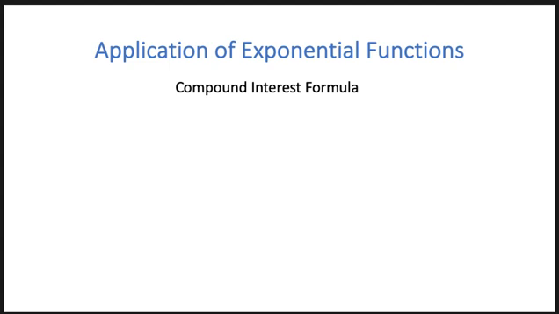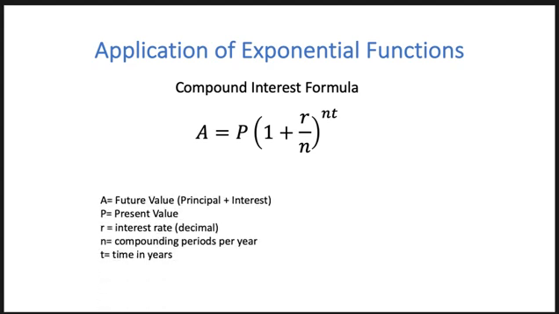Chances are you have some money in some account that is earning compound interest. And there's a formula for compound interest that looks like this. A is equal to P times (1 plus r over n) to the nt power. Let me explain to you what each one of these variables represents. A is your future value. That's the amount you're going to have in the account. That's going to be the principal plus the interest. Your initial investment plus the interest you earn together gives you the future value.